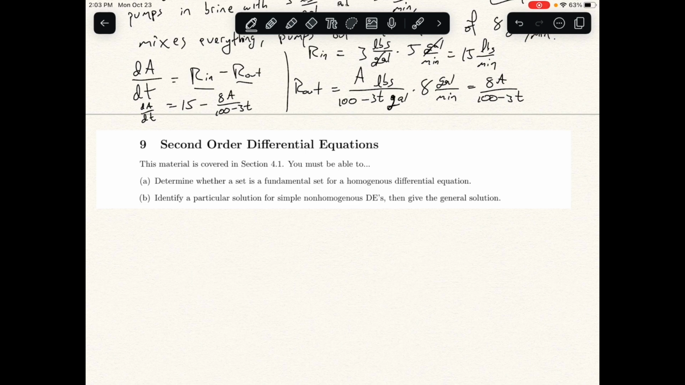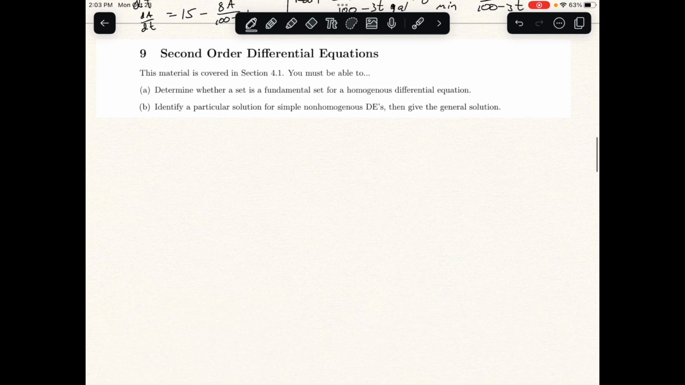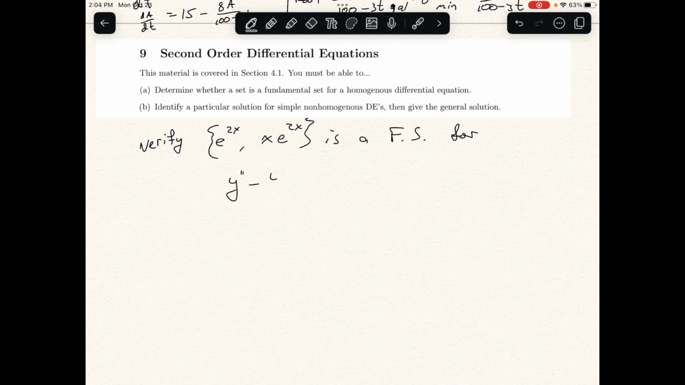So this might be something like, I might tell you to verify that e to the 2x, and then x e to the 2x, is a fundamental set for y double prime minus 4y prime plus 4y equals 0.